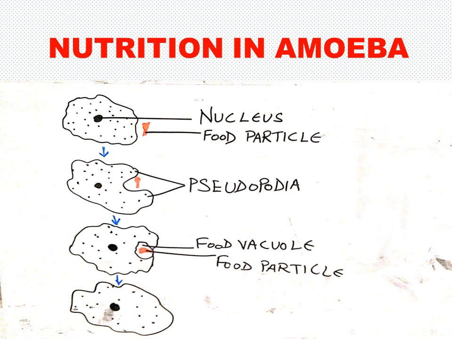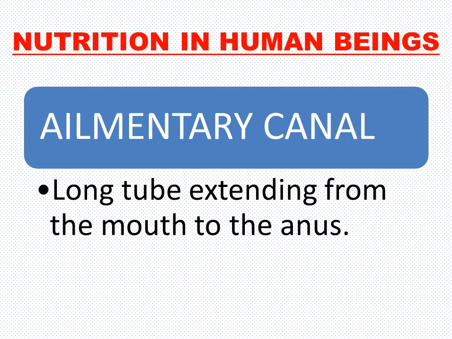Now, all organisms don't take food in this process. So, let's study how nutrition takes place in human beings. We all know that human beings have a long tube which starts from the mouth and ends at the anus. This is called the alimentary canal. It is a long tube extending from the mouth to the anus.